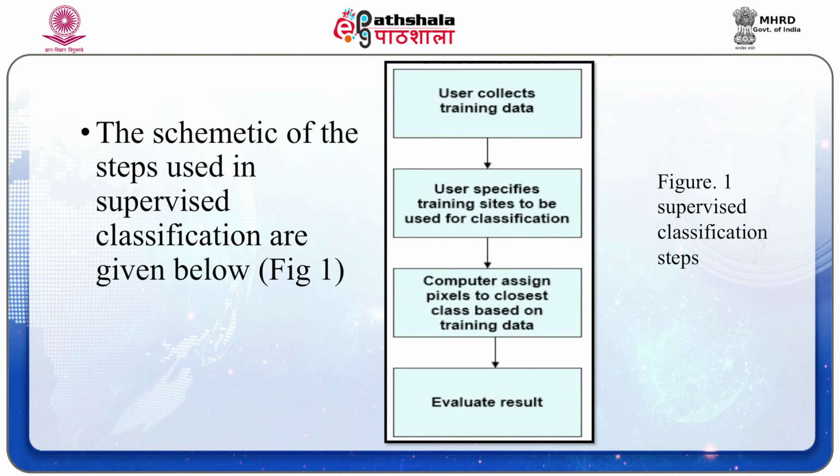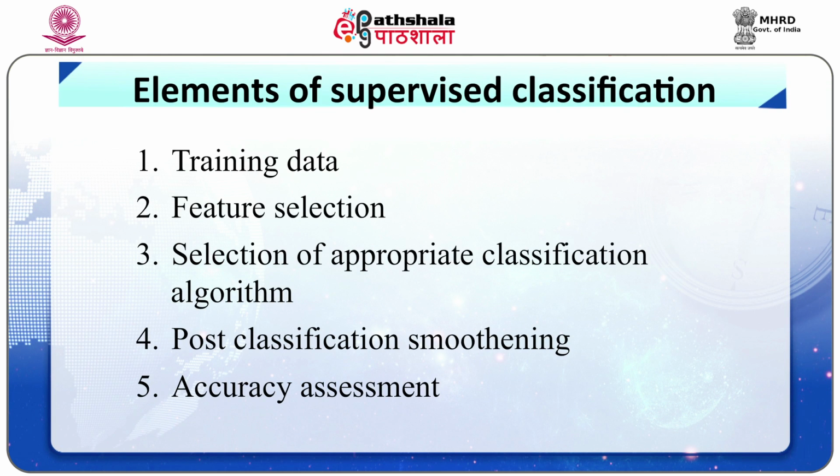The user also designates the number of classes that the image is classified into. Many analysts use a combination of supervised and unsupervised classification processes to develop the final output and analysis classified maps. The schematic of these steps used in supervised classification is shown in figure number 1. Now we will discuss the elements of supervised classification, that is training data, feature selection, selection of appropriate classification algorithm, post classification smoothing and accuracy assessment.